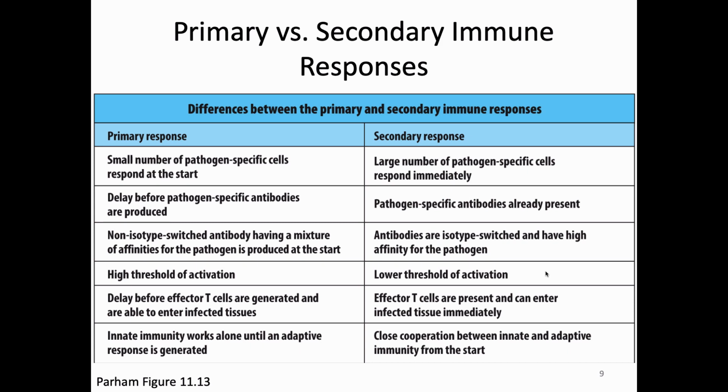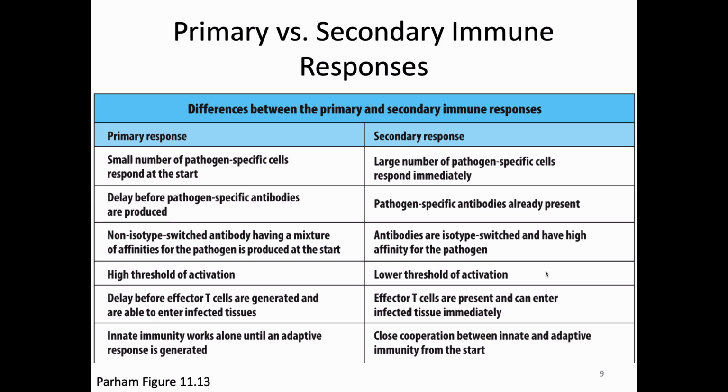You can see there's a difference in terms of whether or not we've seen class switch and hypermutation between the primary and secondary response. But there's also a difference in the cells in terms of how much signal those cells need to be activated. In the primary response, those cells need a lot of signal to get turned on. In a secondary response, those cells need a much smaller signal to get turned on. So they have a much lower threshold for a response.